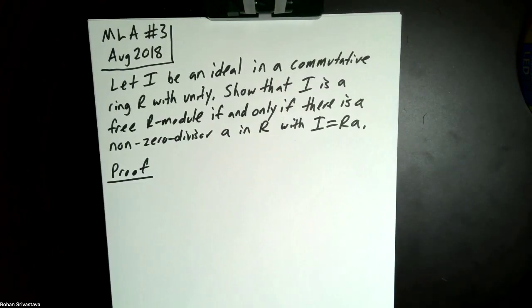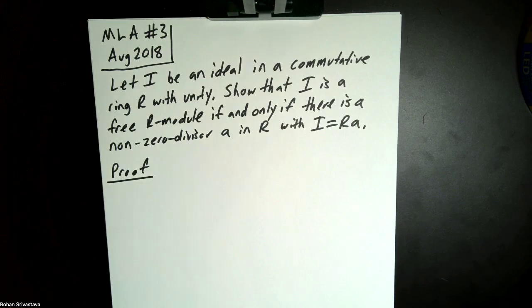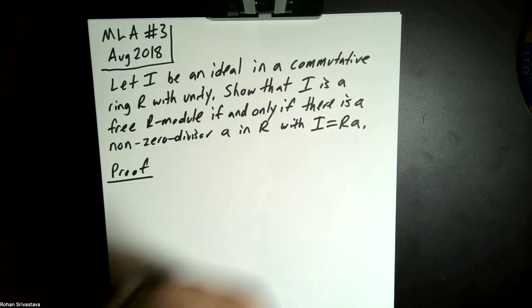This question says, let I be an ideal in a commutative ring R with unity. Show that I is a free R module if and only if there is a non-zero divisor A in R with I equal to RA. Okay, so let's do the forward direction first.